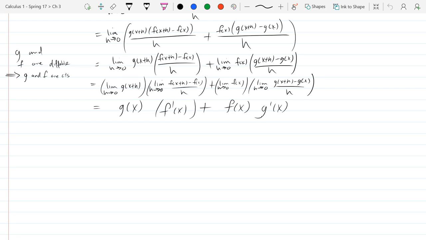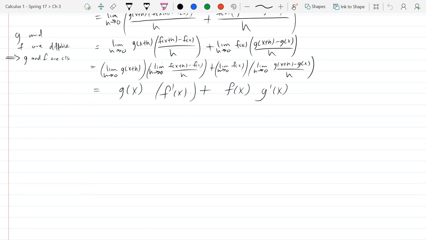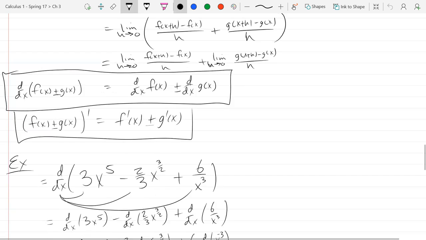So we proved the product rule. Now we're going to use the product rule. Let's summarize this real quick and put it inside of a box. Did we do that with the other derivatives? Yes, we did.